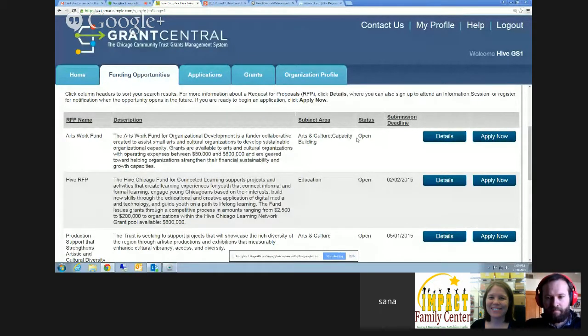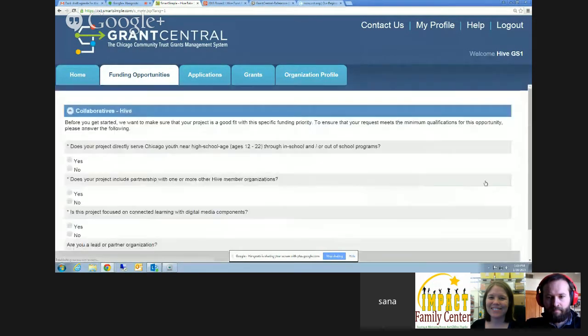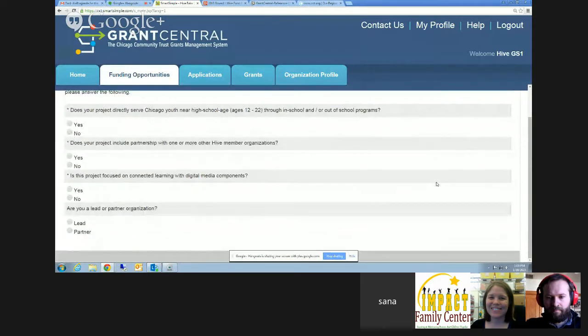Okay, great. So under funding opportunities, you see the second one is the Hive RFP. We're going to act like we're actually applying, and we're going to go through the questions. Does your project include a partnership with a Hive member organization? Yes. Is this project focused on connected learning with digital media components? Yes. And I think we decided we're going to go with a partner submission, correct? Just for illustrative purposes for this Hangout. Okay. So we'll log in as a partner.